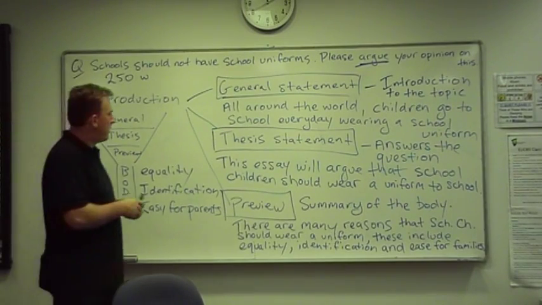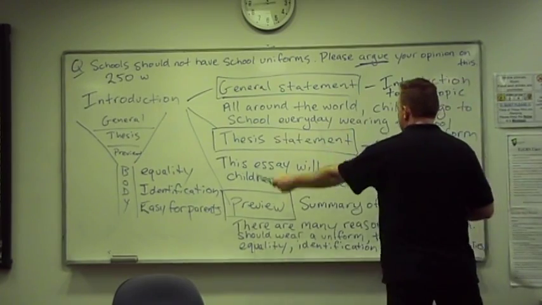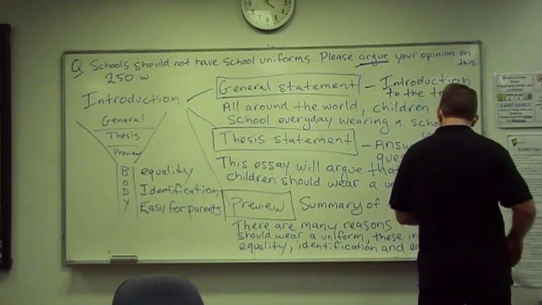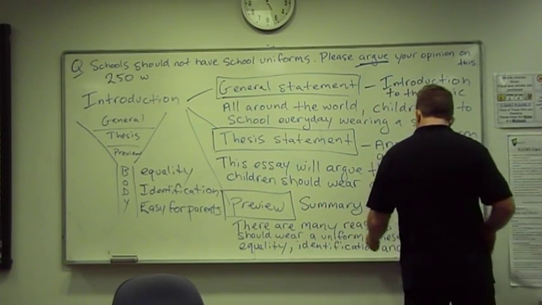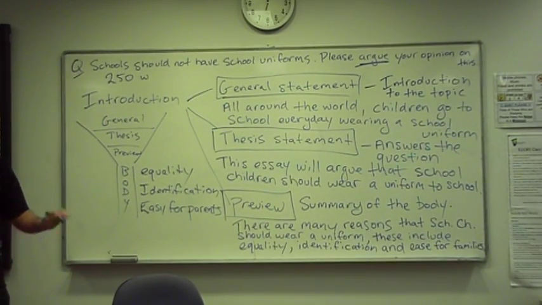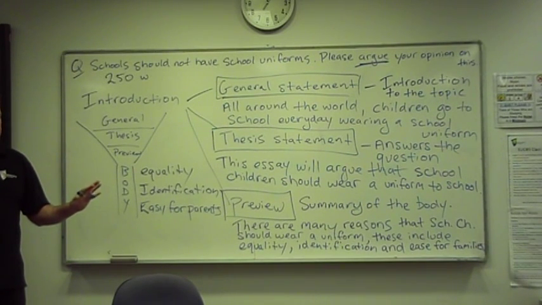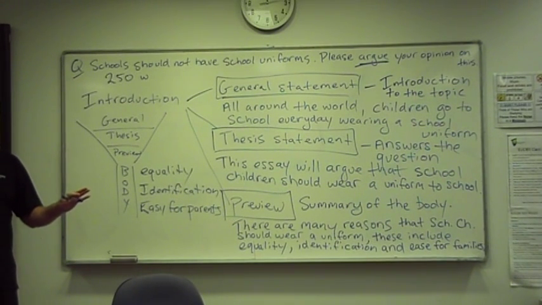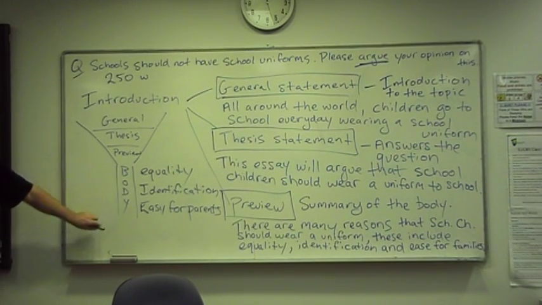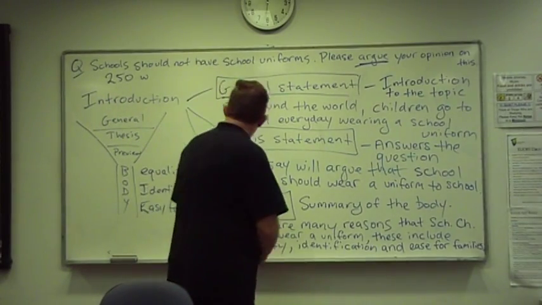There we go. We've counted the words, and there's 44 words. There's your first 50. Look, this is an exam essay, right, where counting words is important. Like in IELTS, it is best to be between 5 and 10% on either side of the word count. There are many reasons that school children should wear a uniform. These include equality, identification, ease for parents. There we go.